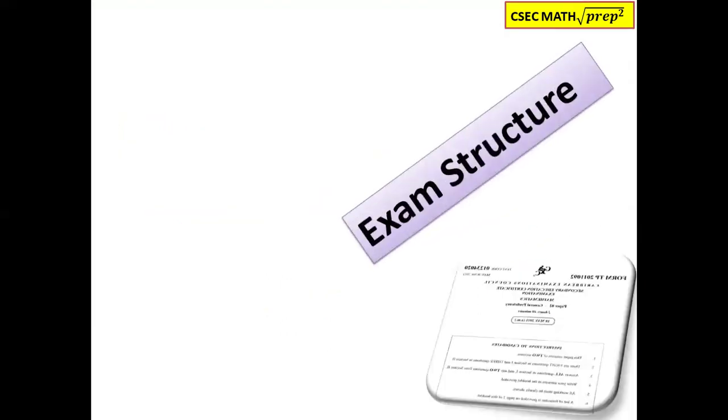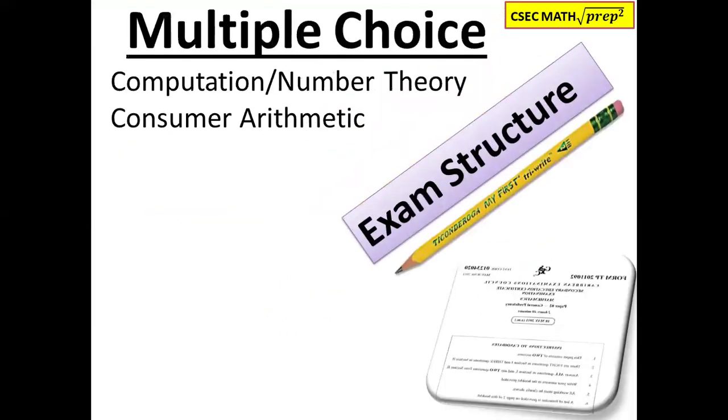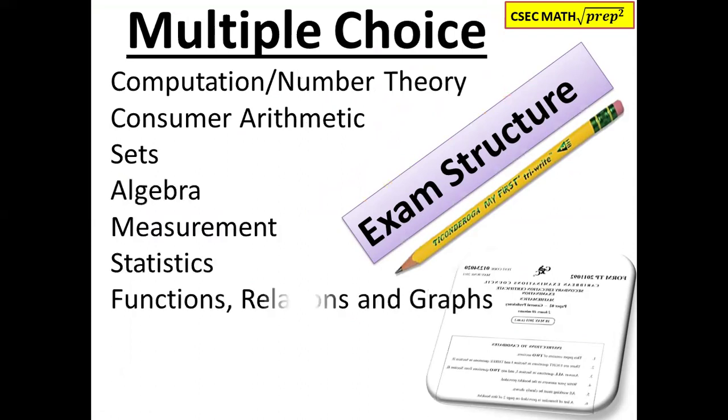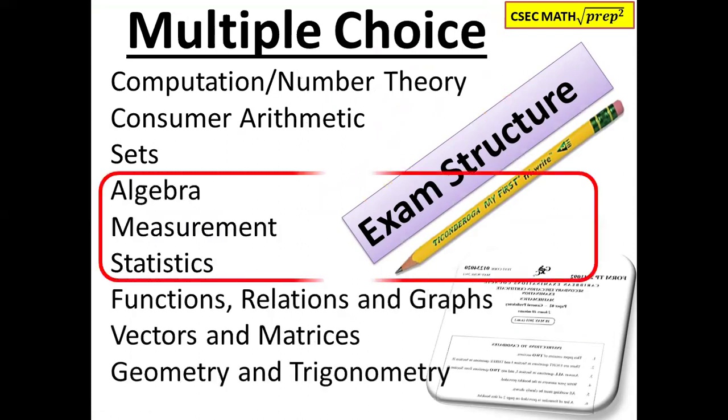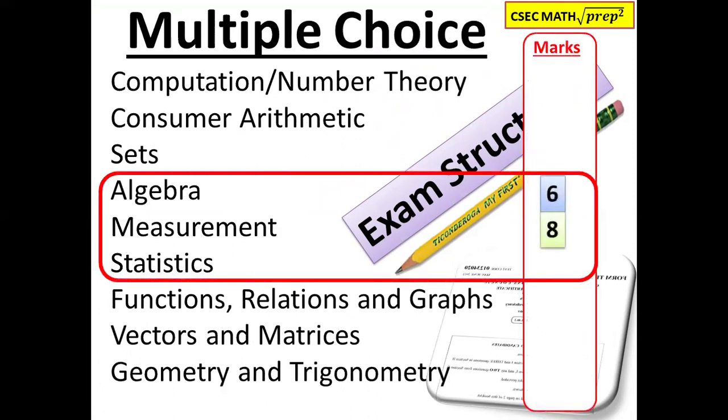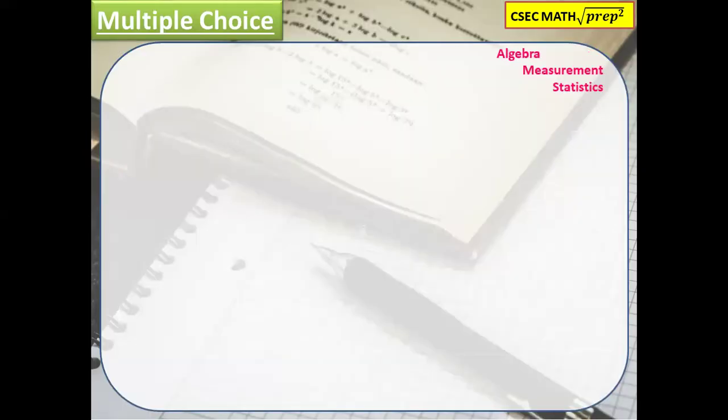All right, so what we have just done is completed the first 3 topics here in terms of some practice, some questions that may return or similar questions on the exam. What we're going to do now is move on to another 3 categories: algebra, measurement, and statistics, and how the questions are distributed, with measurement having 8 questions in this category. So let's go for these.